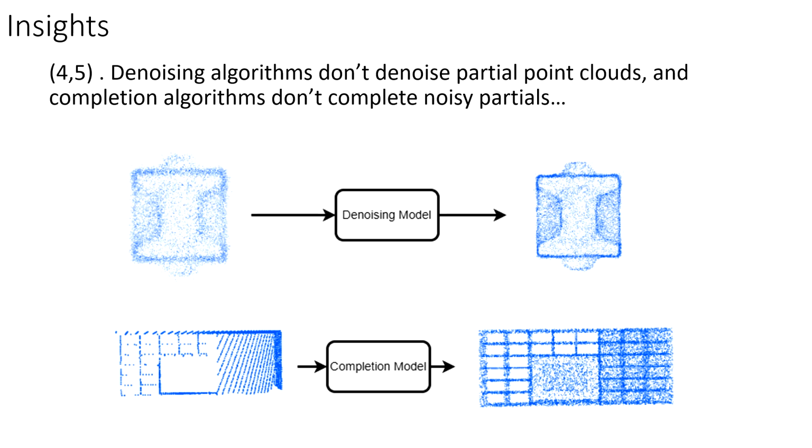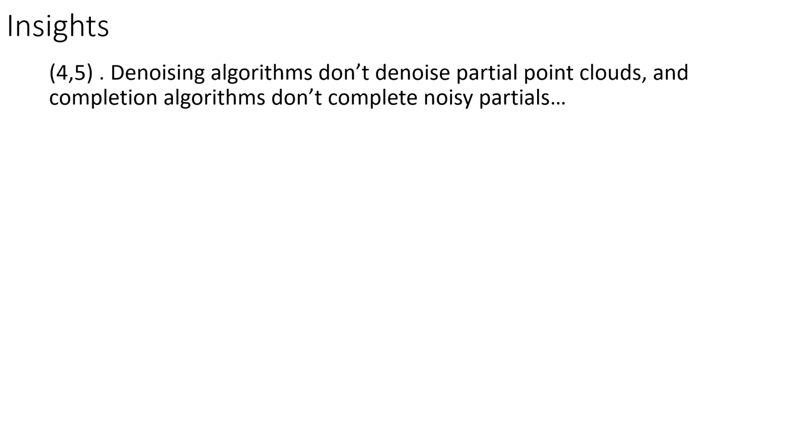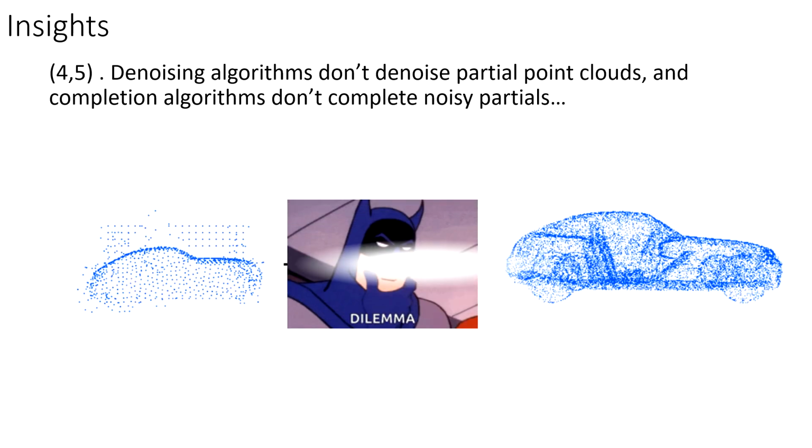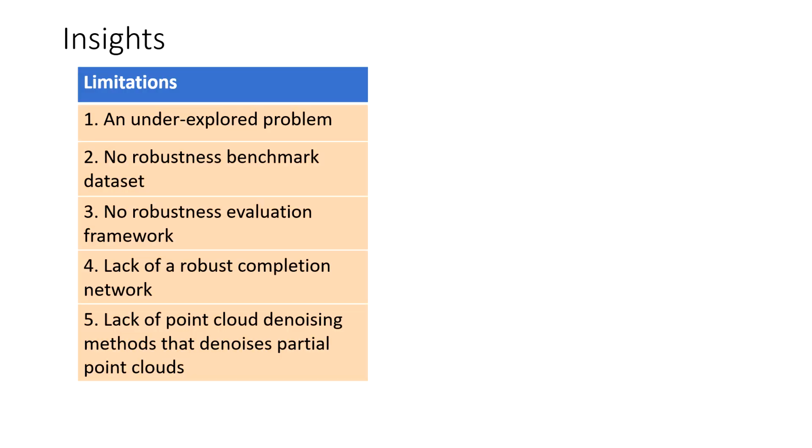Our fourth and fifth insights are related. We found that almost all denoising algorithms denoise only complete point clouds, and all the completion algorithms tend to complete clean partial point clouds. So now we have a dilemma. What can complete and denoise highly corrupted partials? How do we deal with these limitations?